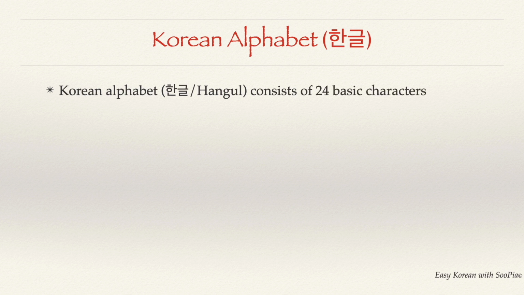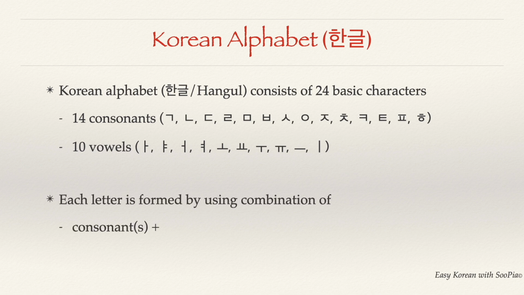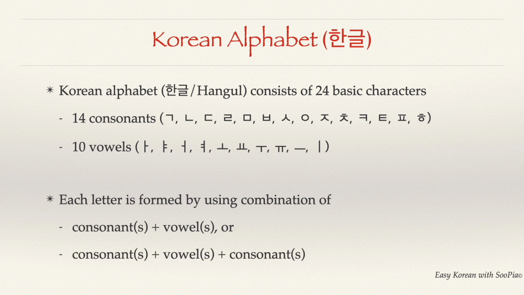Koreans have their own writing system called Hangeul. This Korean alphabet consists of 24 basic characters, 14 consonants and 10 vowels. Each letter is formed by using a combination of consonant and vowel, or by further adding a lower consonant to it.